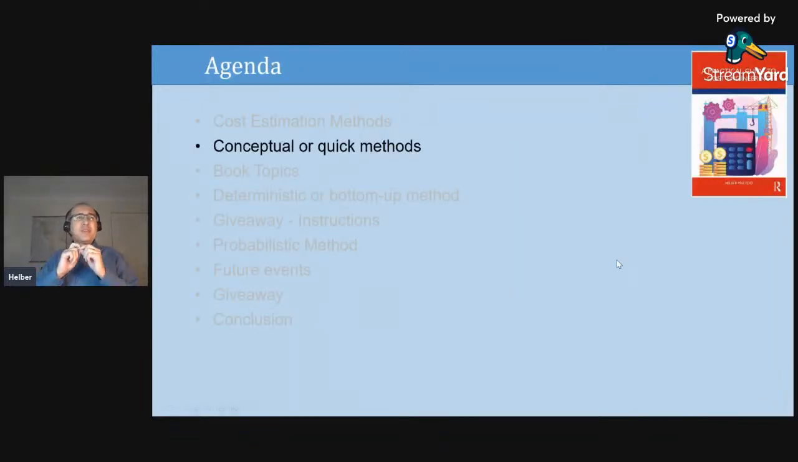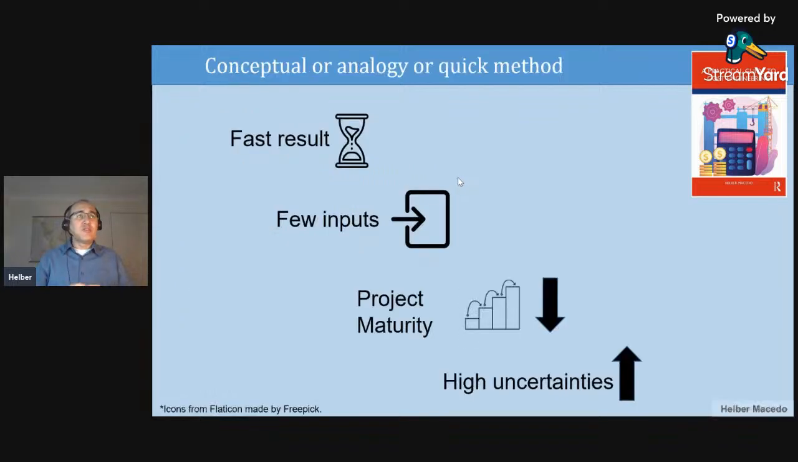I will now give you a bit more overview about the conceptual or quick method. So, good point about this technique: fast results. So very quick, in 1 hour, could be in 5 minutes, with a few inputs, so you don't need a lot of information. You can get your number, you can calculate your cost. So it's very helpful when you don't have so much time and you are trying to analyze different scenarios to define the order of magnitude. You use the conceptual method.